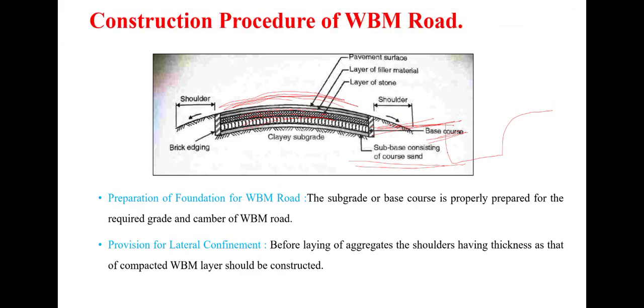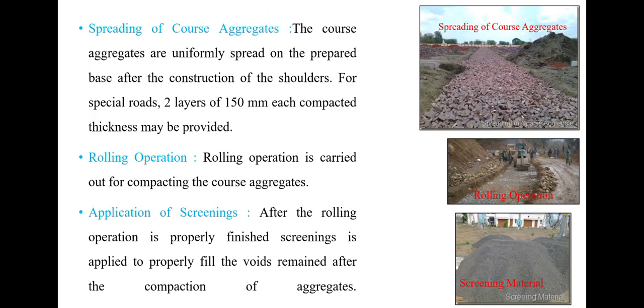There are several steps to be followed for construction of WBM road. One by one we'll see in detail. We'll first list down the steps for this WBM road, then in the next lecture we will study them in detail. The first step is preparation of foundation for receiving the WBM course. Second, provision of lateral confinement. Third, spreading of coarse aggregate. Fourth, rolling. Fifth, application of screenings.